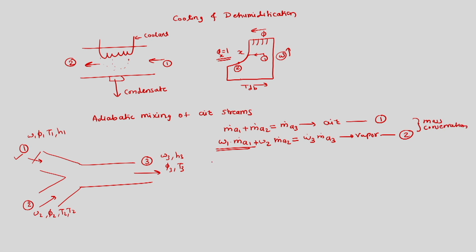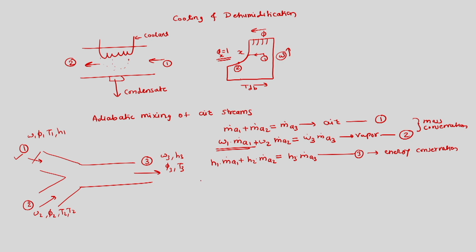Now we will write down the energy conservation equation, where we will have H1 into m dot A1, this is specific enthalpy, which is enthalpy per unit mass of dry air, plus H2 into m dot A2 is equal to H3 into m dot A3. This is equation 3, and this is energy conservation.